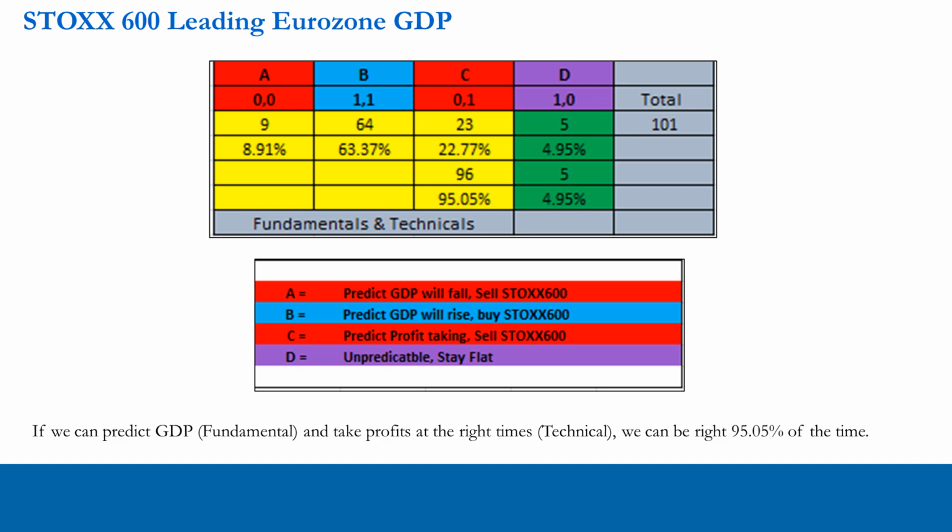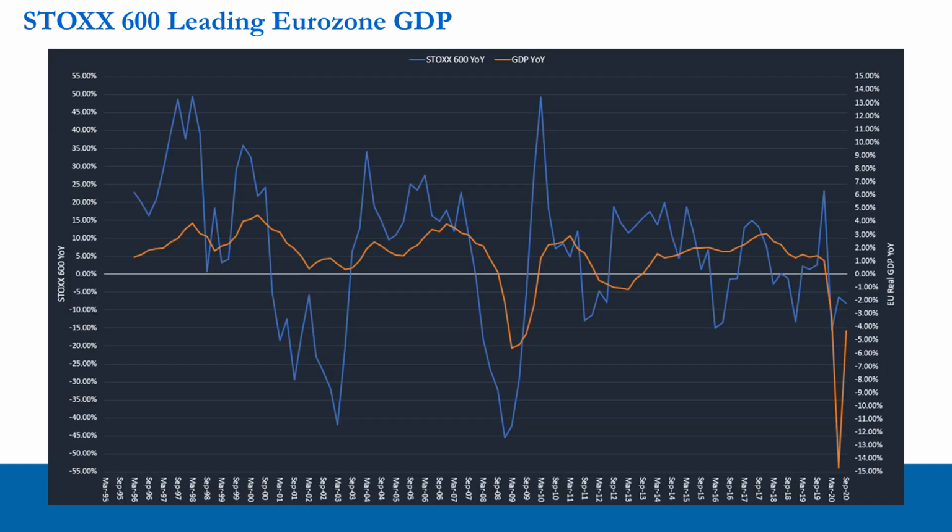Now we can see this data borne out visually on a chart of the Stoxx 600 year-on-year percentage change versus Eurozone GDP year-on-year percentage change.